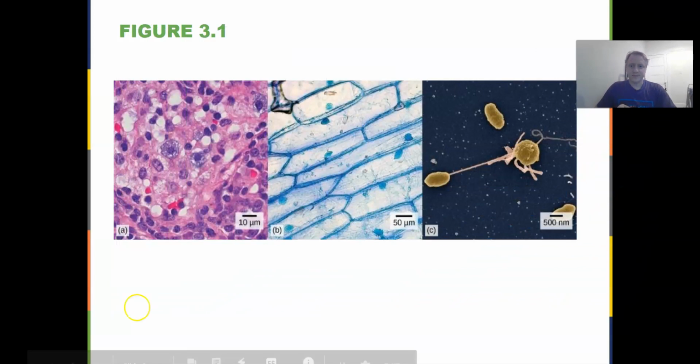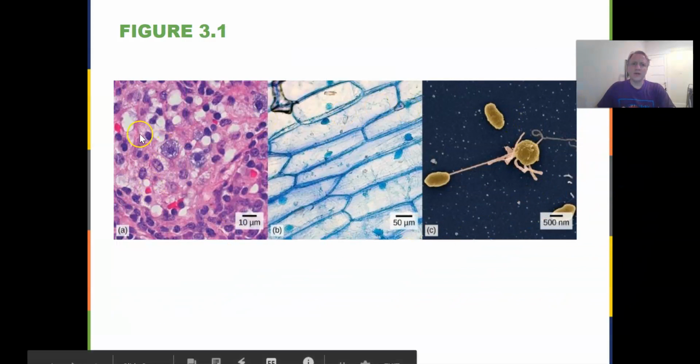Okay, so today, as the name of the chapter implies, we're going to be talking about cells, how we go about studying cells. We're going to be talking about, not in this lecture, but soon, the difference between prokaryotic and eukaryotic cells. But yeah, so this week is mostly just about cells.